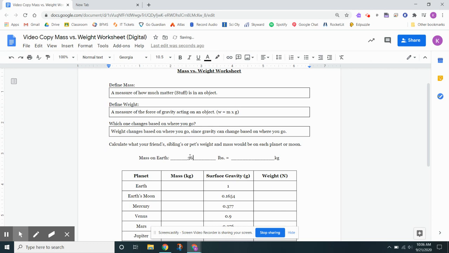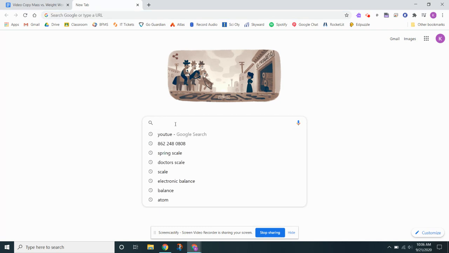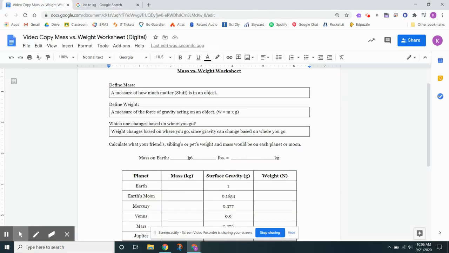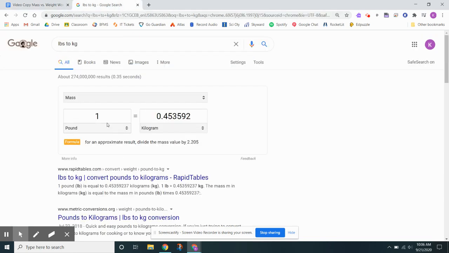So let's say that I have a 36-pound dog. It's asking me to take this amount in pounds and to convert it to kilograms. So that's the first step. In a new tab in Google, you're going to type in pounds to kilograms, and a conversion calculator will come up for you. If your dog is 36 pounds, where it says pounds, you can type in 36, and it will tell you how many kilograms that is.